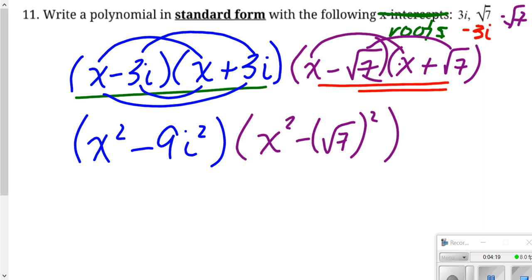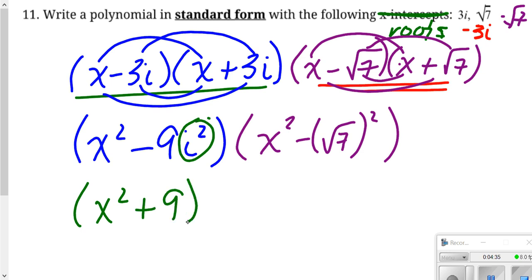Okay, because this and this make 0. So let's look at the part in blue. In the part in blue, I have x squared, and then i squared is negative 1. If I have negative 9 times negative 1, I have positive 9. And over here, a square and a square root are opposites, they're inverse operations. So those are going to cancel out, and I just have minus 7.